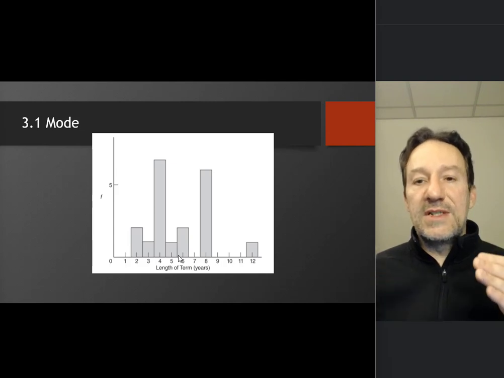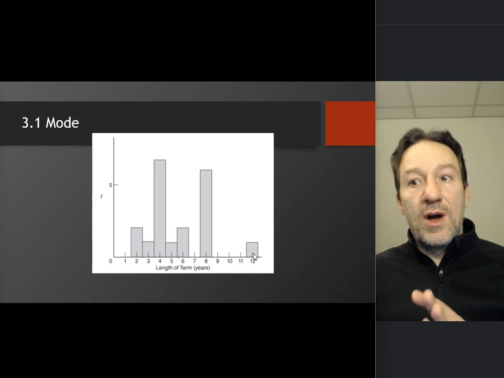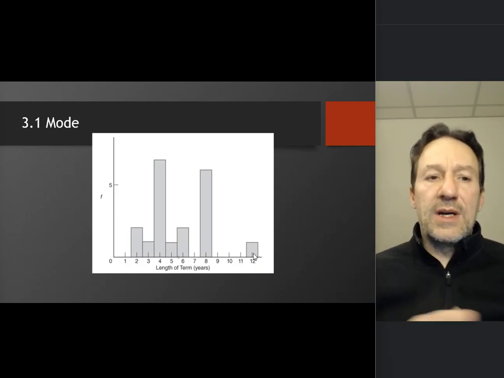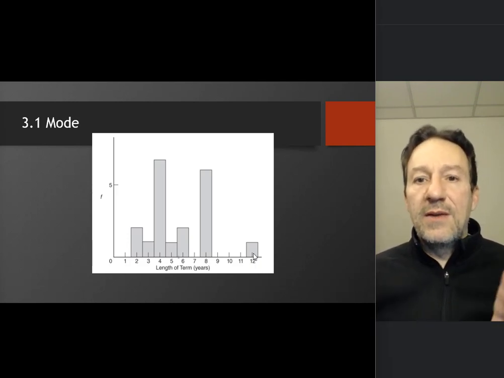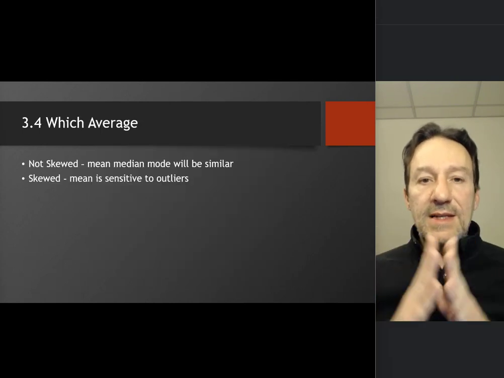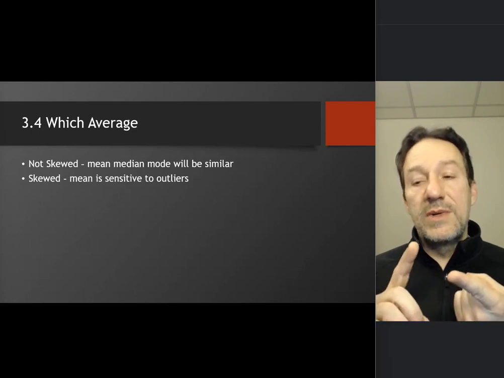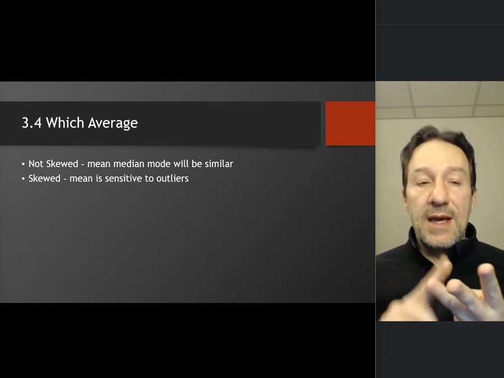And then we have to have all of this on this side to balance out that 12 that's way at that other end. And we'll talk a little bit about outliers and how they can influence that balance point. When we're talking about which average to use, and so when we say average, we are talking about the mean, median, and mode.